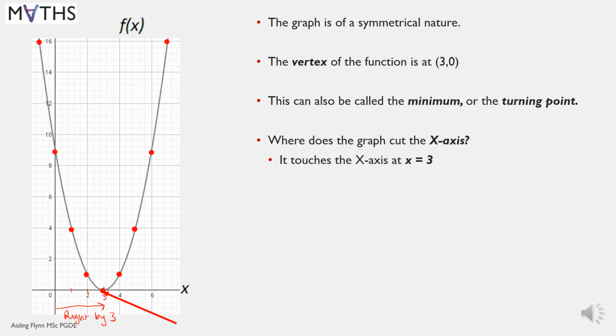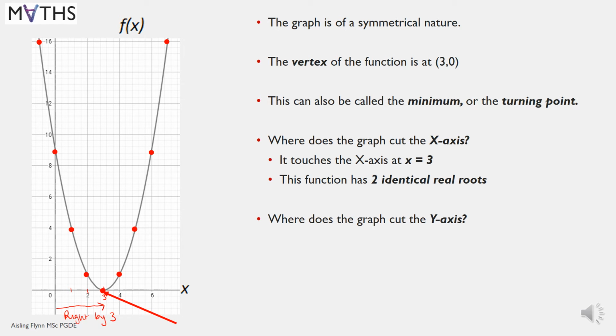Where does the graph cut the x-axis? Again at 3. So there will be 2 identical real roots there at 3. Where does it cut the y-axis? Now remember what we mentioned before. We said it should be plus 9 because the expanded version was x squared minus 6x plus 9. Okay, so there we have it, and here's the y-intercept at 9, or f of x equals 9.